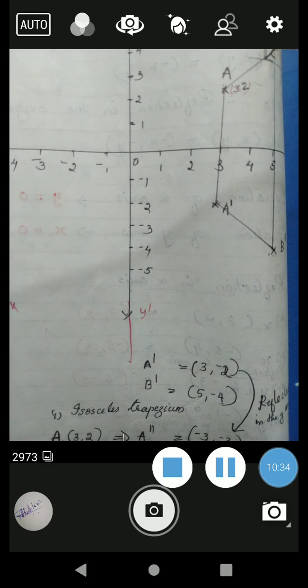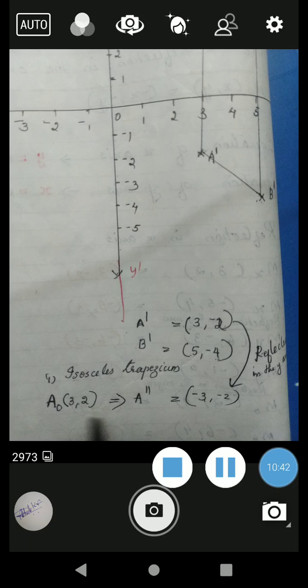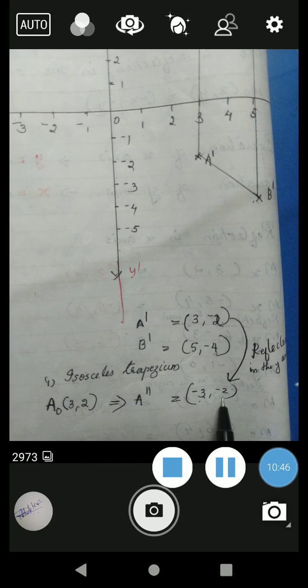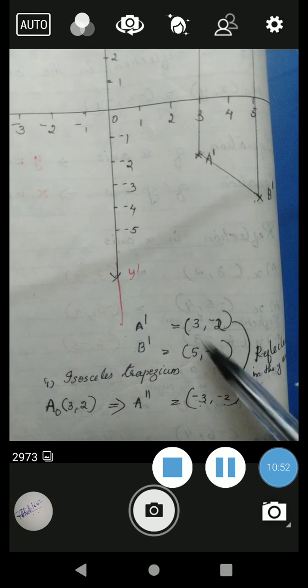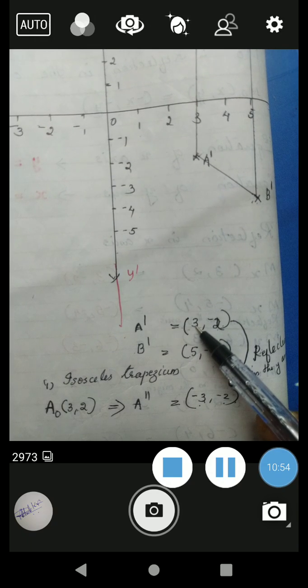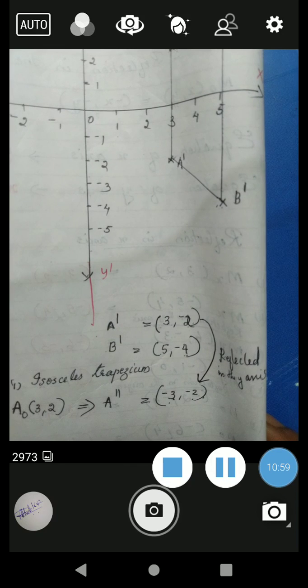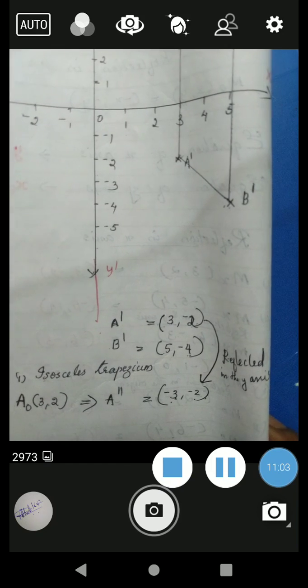Isosceles trapezium. Next, the image A2 dash of A when A is reflected in the origin. We know that when A is reflected in the origin, the image is (-3, -2). Then the single transformation that maps A dash to A2 dash. You can see A dash to A2 dash. Here you can see the sign of its x coordinate changes. Therefore, reflection in the y-axis. That is the answer. Okay.